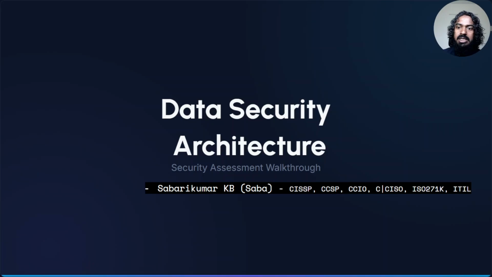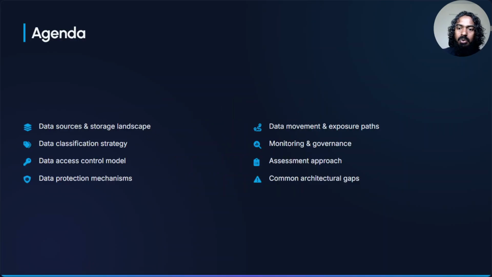So this session is about understanding data security from an architectural perspective, not just a control on paper. So what we are going to do here is break this down step by step. What we'll look at is where data lives, how it's classified, who can access it, how it's protected, how it moves, and how we actually monitor all of this. And most importantly, how a security architect evaluates whether any of this is actually working.